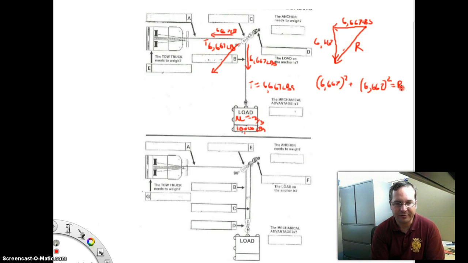Equals the resultant squared. Well, we can simplify that a little further because we're squaring the same thing twice, right? So we can just simply say 2 times 6,667 squared equals the resultant squared. Of course, what we're really interested in is getting the resultant. So how do we get rid of the squared? Well, we just simply root both sides. So we'll take the square root of both sides of the equation. And I can't simply untangle this because it's a product. I have to actually do the calculation before I take the root.